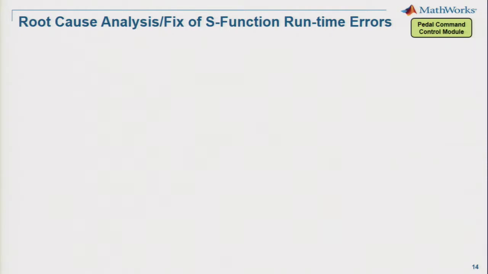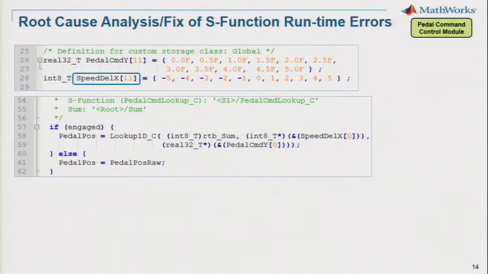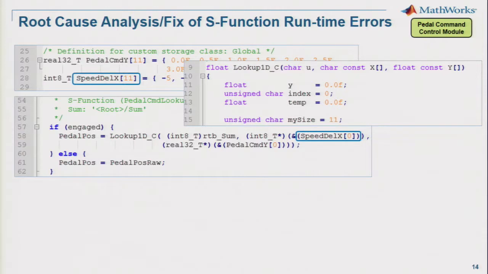So we are all engineers. We can't just fix things and move on. We always like to know the root cause of the problem. In this case, I'm going to talk about what's really the issue here. This contains the global declaration of the speed delx, which contains 11 elements, so the correct range would be 0 to 10. This speed delx is passed to a parameter called lookup table function. If we look closely and pay attention, there is a my size, which is hard-coded to 11.